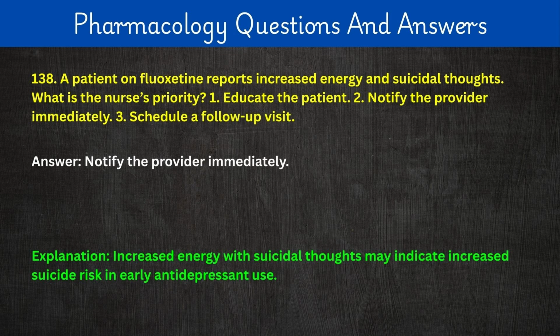138. A patient on fluoxetine reports increased energy and suicidal thoughts. What is the nurse's priority? 1. Educate the patient. 2. Notify the provider immediately. 3. Schedule a follow-up visit. Answer. Notify the provider immediately. Explanation. Increased energy with suicidal thoughts may indicate increased suicide risk in early antidepressant use.